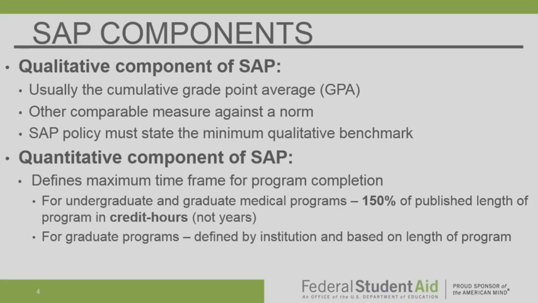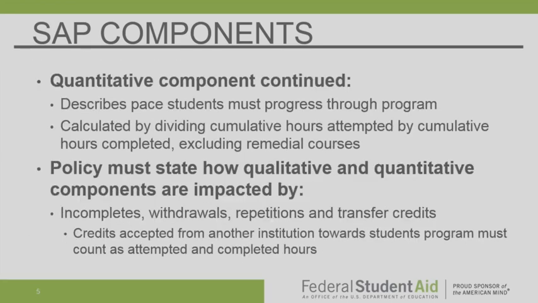The quantitative, though, is the timing, and it deals with a couple of things. First, here on the next page, is pace, but it also deals with something we call maximum time frame. So when you're looking at your SAP policy, every term or every time that you check Title IV SAP, you're going to look for both things: the qualitative, the grades, and the quantitative, which is the pace of completion.